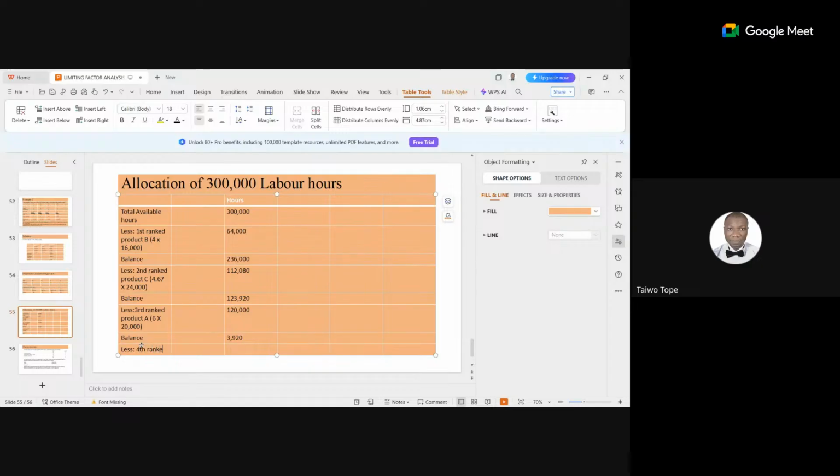The fourth ranked product. Less the fourth rank products. We have 6 hours to produce 1 unit. But now, how many units can we produce using 3,920? How many units of product D can we produce?